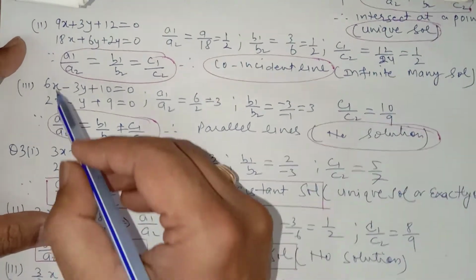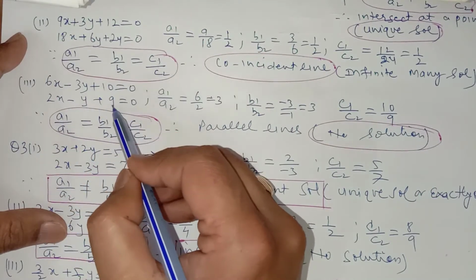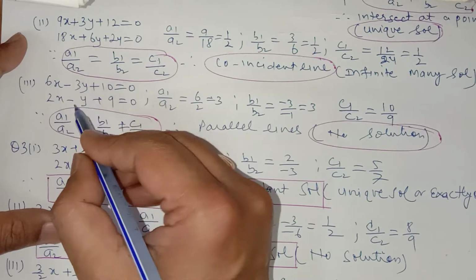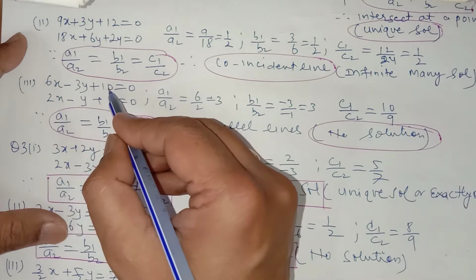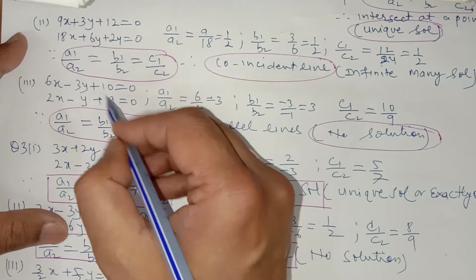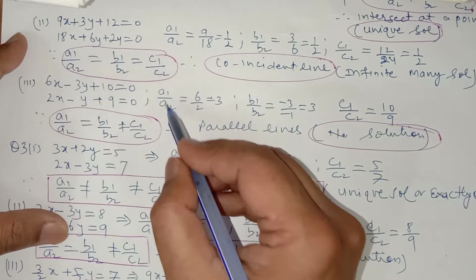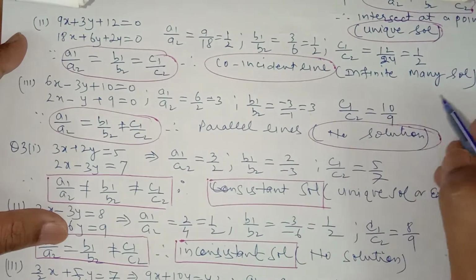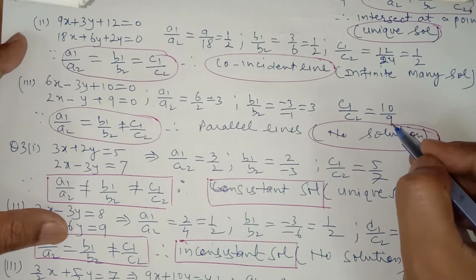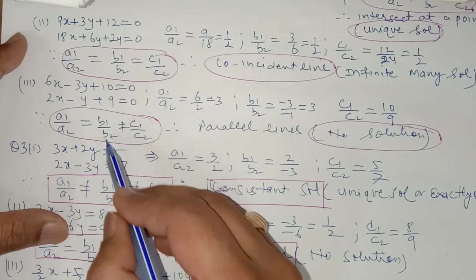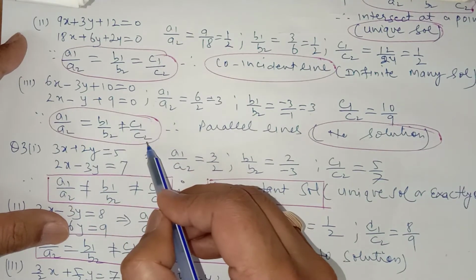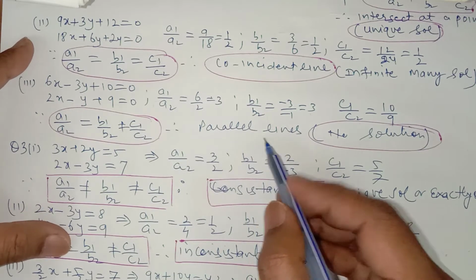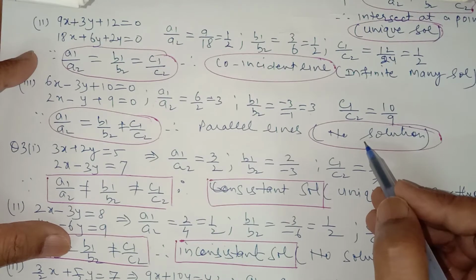Similarly, in the third part, a1 is 6, a2 is 2, b1 is minus 3, b2 is minus 1, c1 is 10, and c2 is 9. So a1 upon a2 comes out to be 3, b1 upon b2 comes out to be 3, c1 upon c2 comes out to be 10 upon 9. So a1 upon a2 is equal to b1 upon b2 is not equal to c1 upon c2. So we can say that this simultaneous equation has parallel lines or no solution.